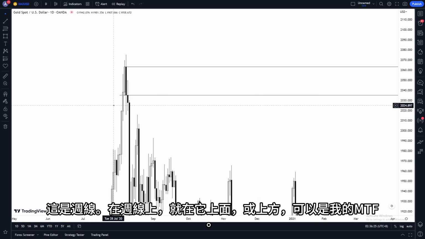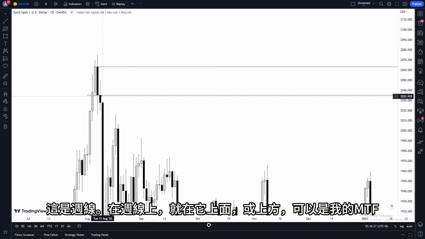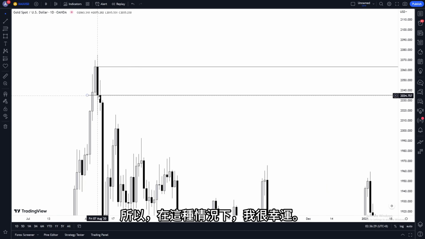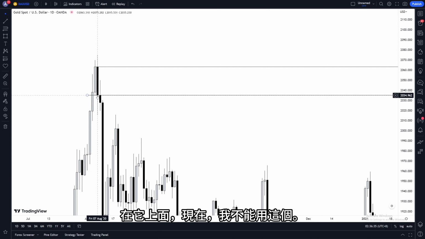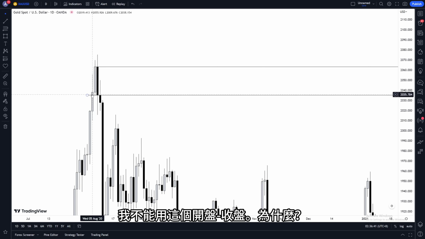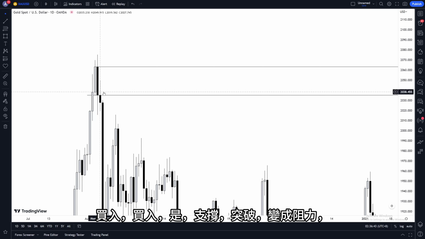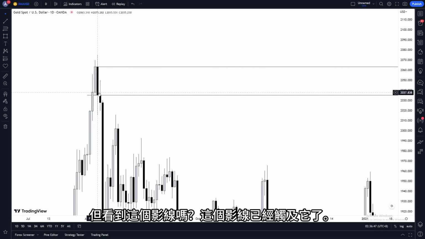Look, this is the weekly line. Right at the weekly line, or above it, can be my MTF. So in this case, I'm very lucky. Right at the weekly line, I have an open close. And above it, now I can't use this open close. Why? Buy is support, break becomes resistance, but see this wick? This wick has already touched it. This one here passed and broke this.